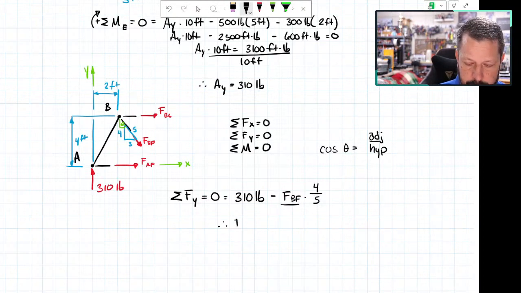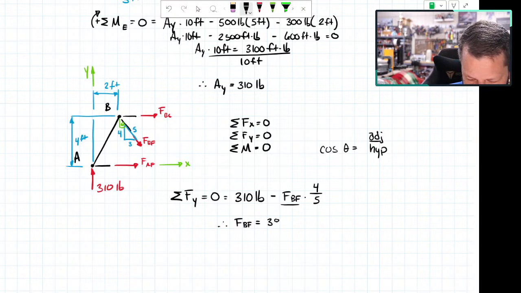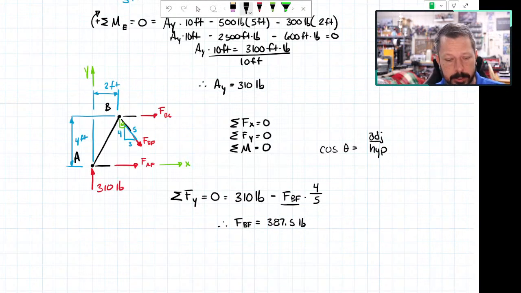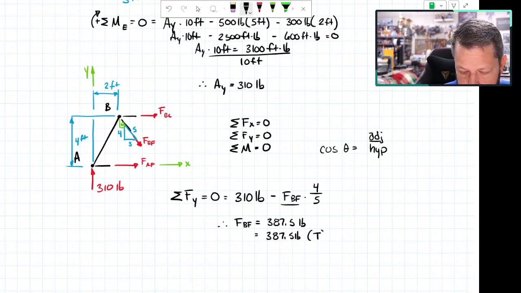So the force in BF equals, moving it to the other side, it becomes positive, 310, and I have to divide by 4/5. That gives 387.5 pounds. It's positive, which means that the arrow direction I chose for force BF is correct. I drew it in tension, so F_BF equals 387 pounds in tension.